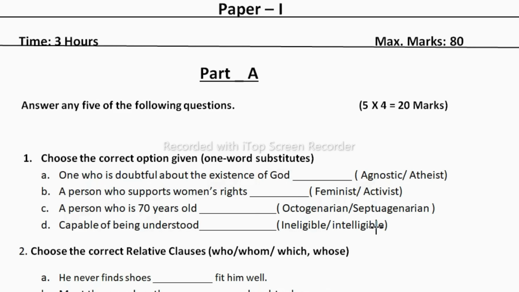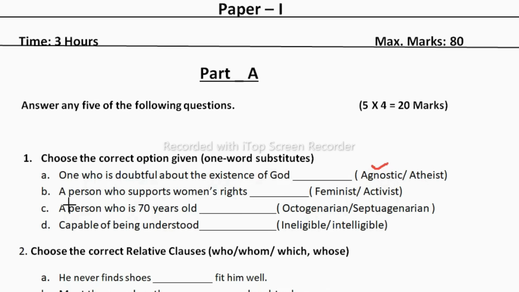This one word substitute is nothing but the replacement of a lengthy sentence. So now let's start solving this. The first one is: one who is doubtful about the existence of God. You will be having choices, one is correct and one is wrong. So you should choose the correct one. The correct answer is agnostic, one who is doubtful about the existence of God.